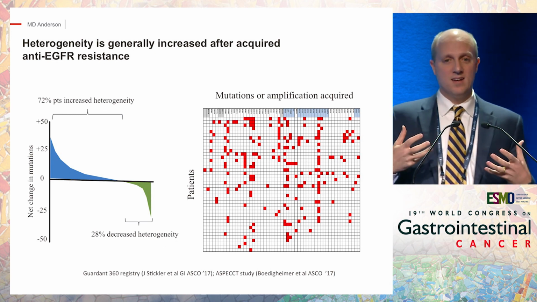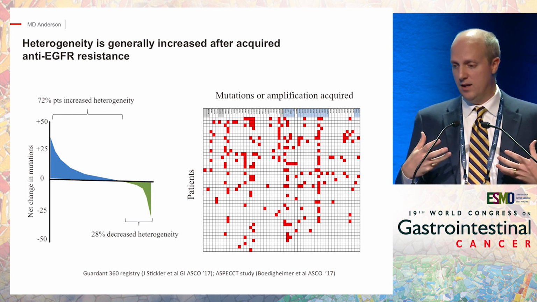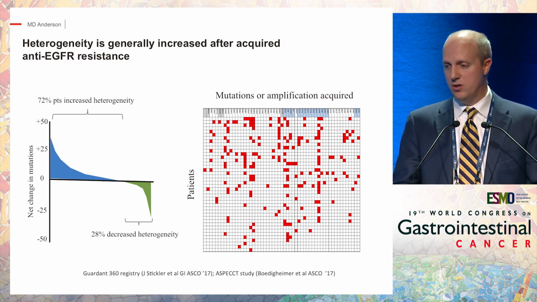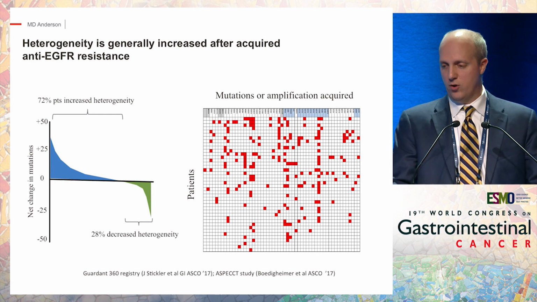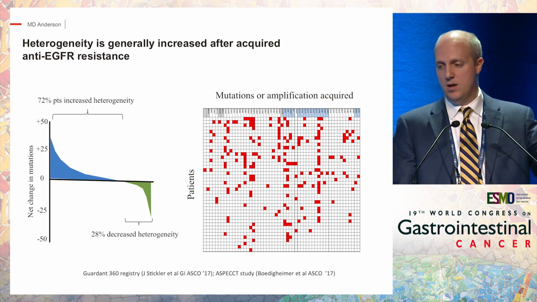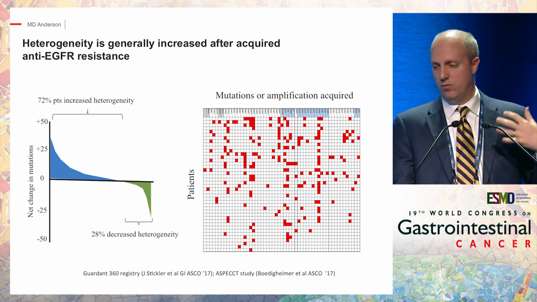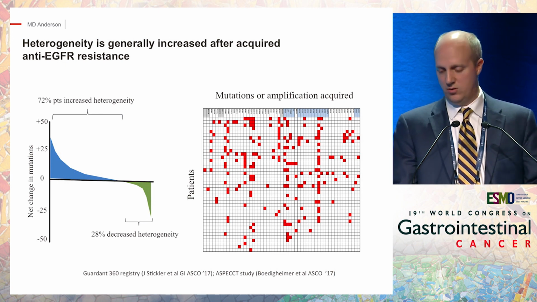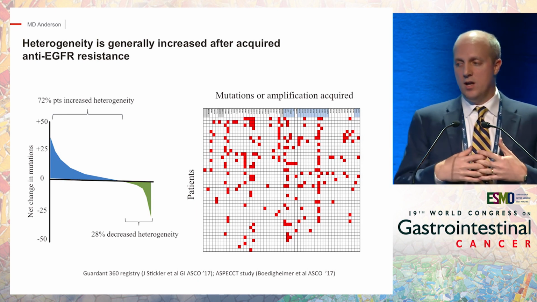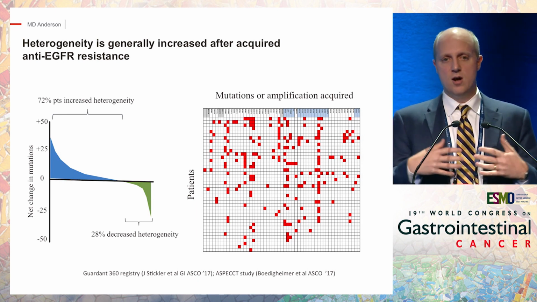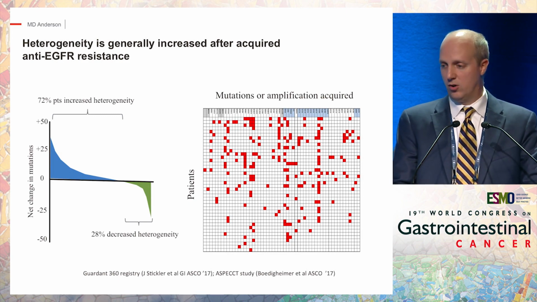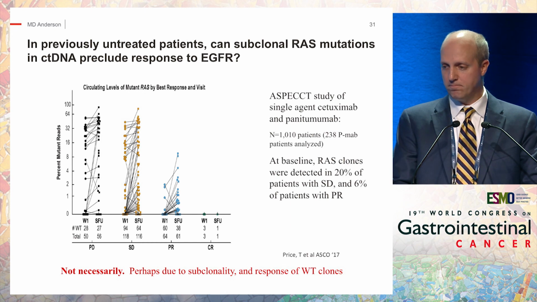Now, what we see with anti-EGFR therapy, this is some data from the ASPECT study presented at ASCO this year, suggests that with anti-EGFR therapy, you actually get increased heterogeneity with time. But there is a subset that actually have decreased heterogeneity, so there is some complexity to this. And this is a graph showing, within a variety of patients, the number of different alterations, mutations, or acquired amplifications that can occur in these patients.